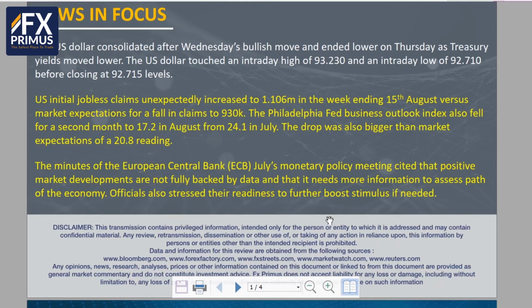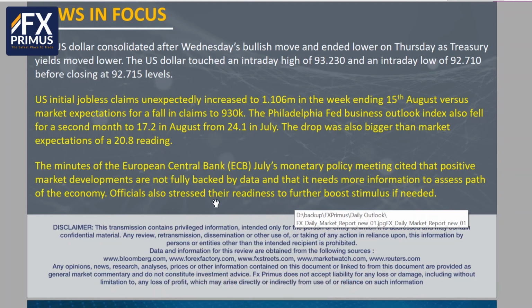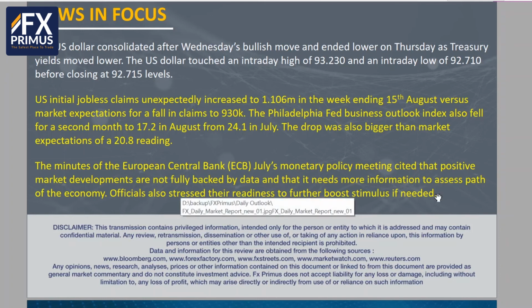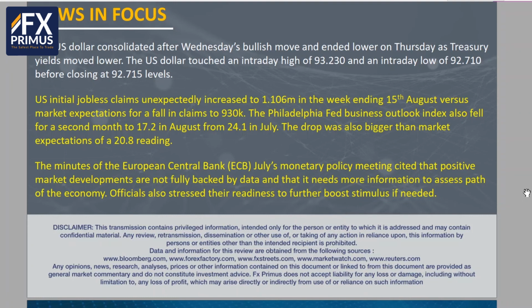Yesterday on Thursday at 7:30 p.m. we had the European Central Bank monetary policy minutes, and no major changes there. Basically, they have already implemented the largest financial stimulus in the history of the European Union. And most important to take out of this statement is that they are still ready to push financial stimulus if it is necessary in the next 3 to 6 months.